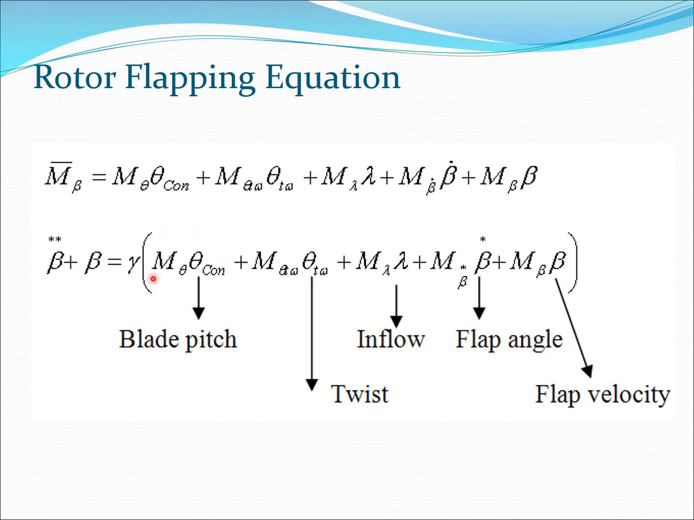So you see here there is a term which involves blade pitch, there is a term which involves blade twist, there is a term which is related to the inflow lambda, there is a term which involves the flapping velocity beta star, and there is a term which involves the angle of the flap. So these two should be switched.